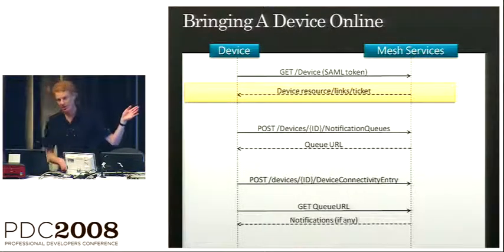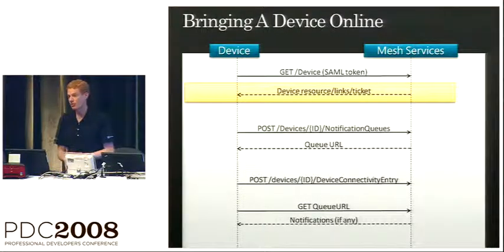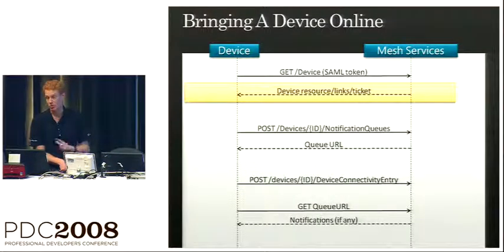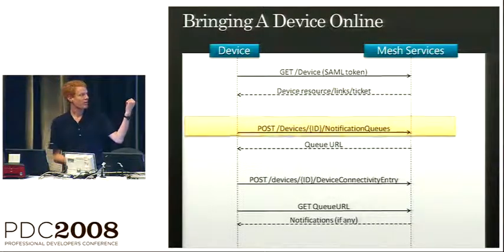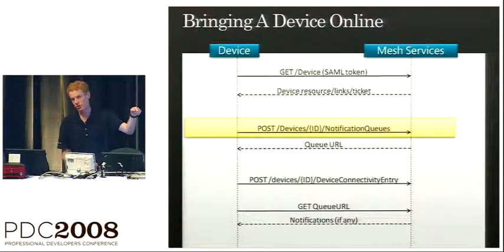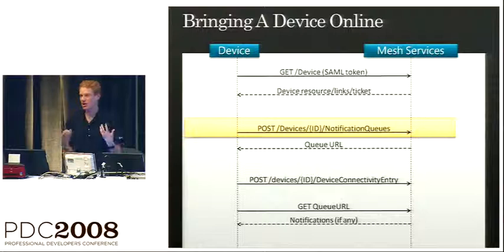Then we give you back some links. We say, hey, we've created a notification queue for you if you want it. We've created a place where you can post device connectivity entries if you want it. And of course, in this case, we want both of those things. So we take the link that comes back from the notification queue and do a post to it, which is essentially the way of telling the notification service, hey, I'm listening. I want to hear about notifications.